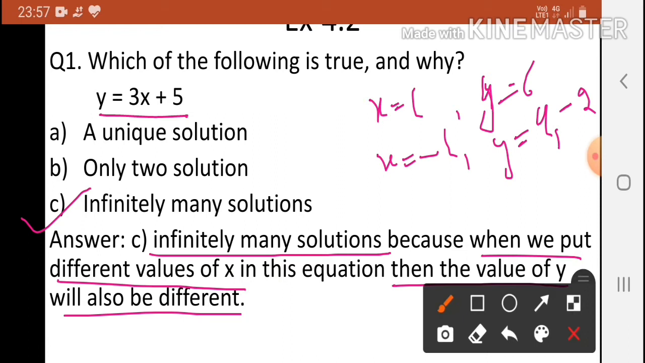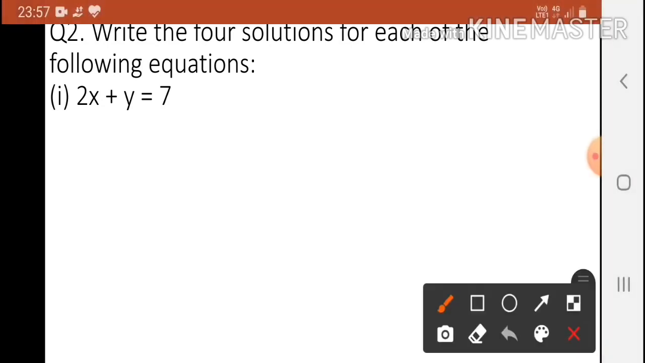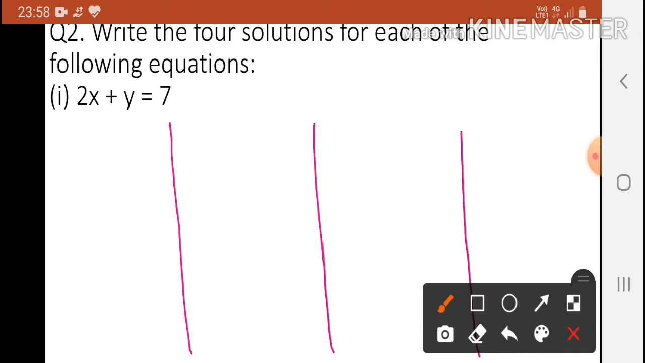So moving to the next question. Question number 2. Write four solutions of each of the following equations. So the first part is 2x plus y equals 7. First we'll divide the sheet into four parts. You just have to let the value of any variable. You can let the value of x or you can let the value of y, but in this case I am letting the value of x only.